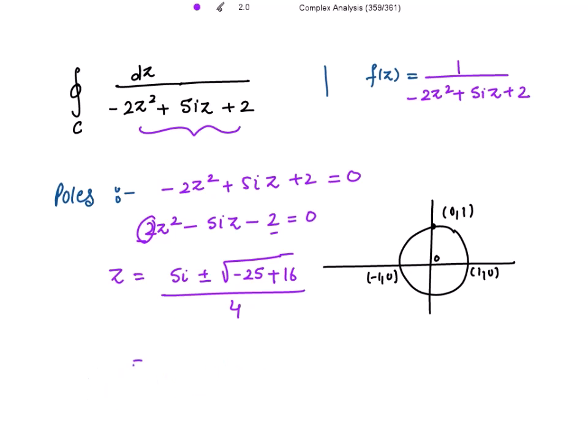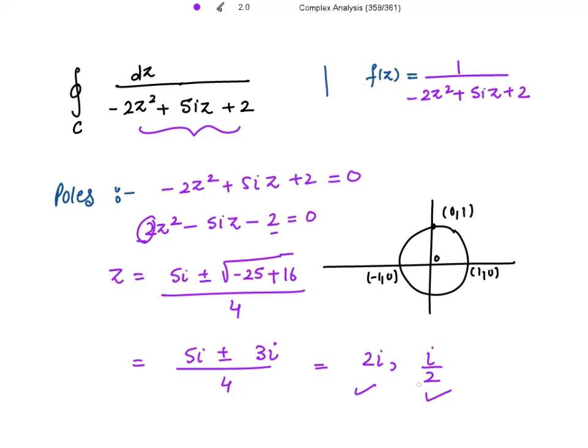Alright, solving this further we get 5 iota minus 9 iota... so that is 3 iota divided by 4. So that further equals 8 iota divided by 4 and 2 iota divided by 4. So this is 2 iota, and here we have iota divided by 2. So 2 iota and iota divided by 2. These are the two poles we have got.